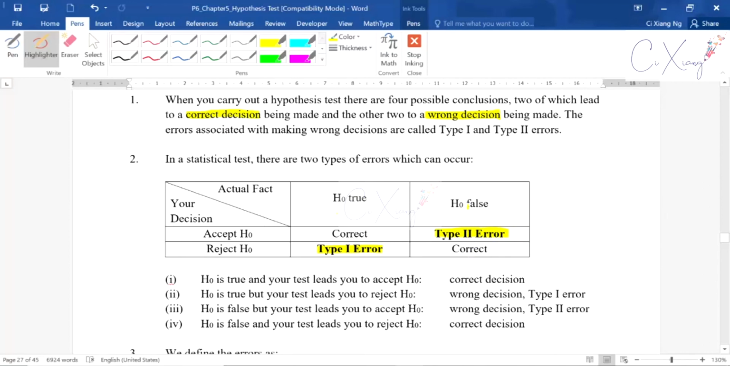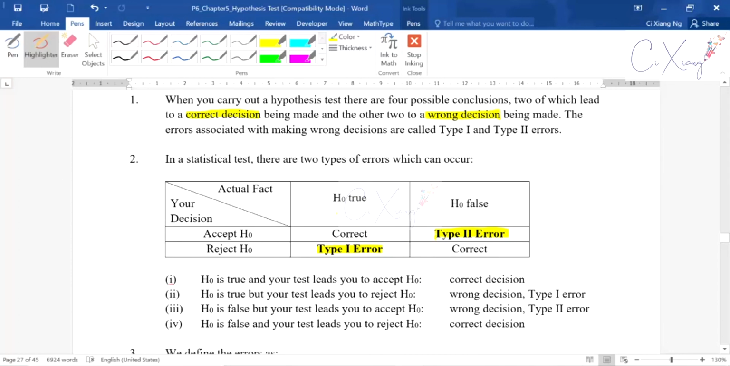If the null hypothesis is false, and when you carry out the test, you make a decision that you reject the null hypothesis, that means you reject something which is false. So you make a correct decision. So you have four outcomes here, and two of them are errors. We call them type 1 error and type 2 error.